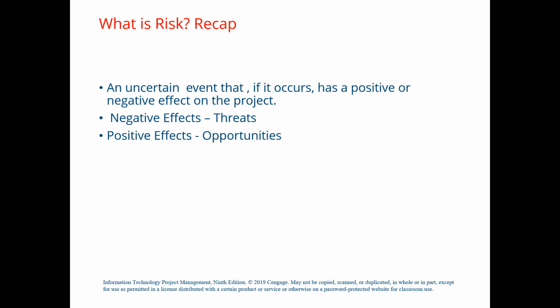As per our earlier discussion, an uncertain event that, if it occurs, has a positive or negative effect on the project is identified as a risk. So risk can be of two types. If the effect is negative, we call it a threat, and if the effect is positive, we consider it an opportunity. For example, if we invest in a stock and it goes up, it's a positive risk, but if it goes down, then we say it's a negative risk or a threat.